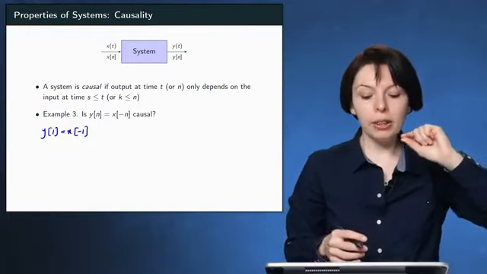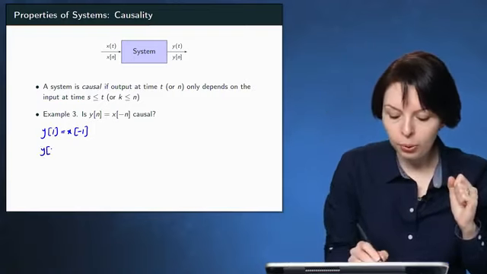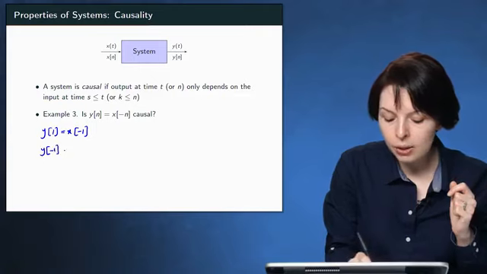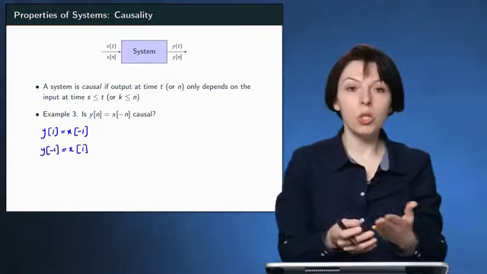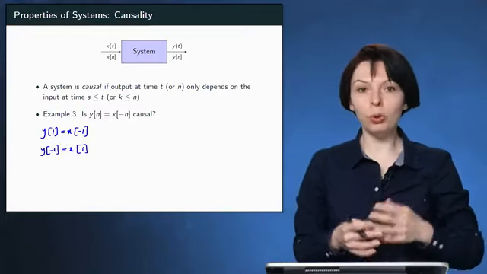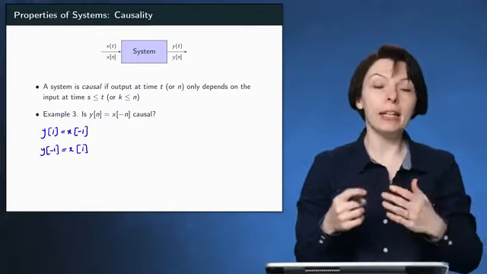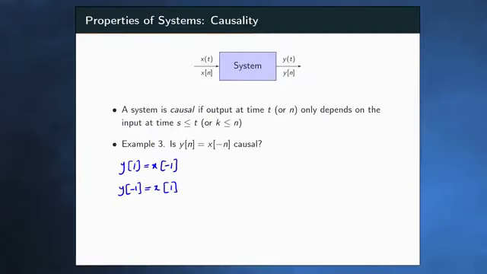However, if I give a negative number to n, then, for example, if I plug in n equals -1, y of -1 is going to be equal to x of 1. In other words, to find y of -1, I need to know the value of x of n at n equal to 1, which is a future time point compared to n equal to -1. So this system is not causal.